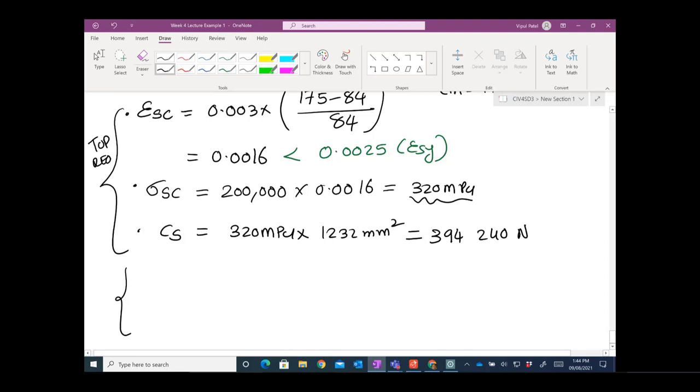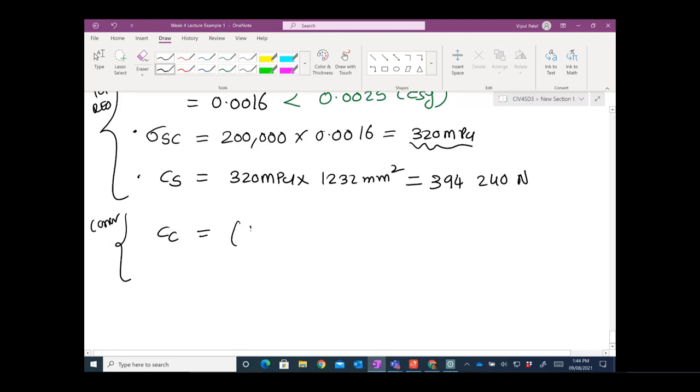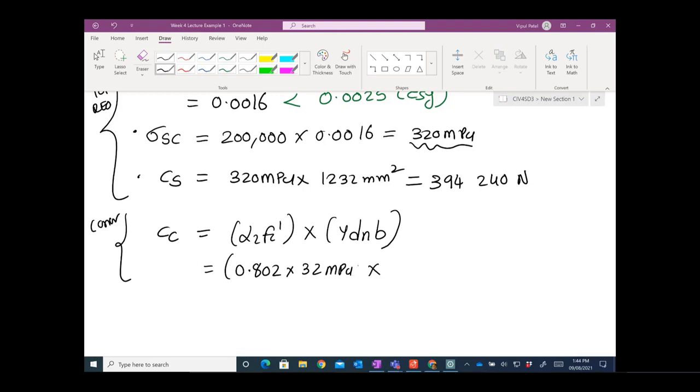Now let's do the concrete one. Cc, the force in the concrete, is alpha 2 fc dash times area, gamma Dn B. So alpha 2, which we calculated, and 32 megapascals. Gamma is 0.89, which we also calculated. Sorry, this is repetition. This is how doubly reinforced sections work, because Dn is a troublemaker, as I mentioned. B is 350 millimeters. So we got 175. Please note, this is the only difference.